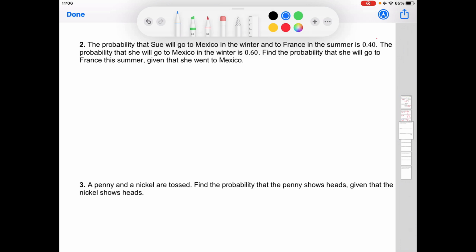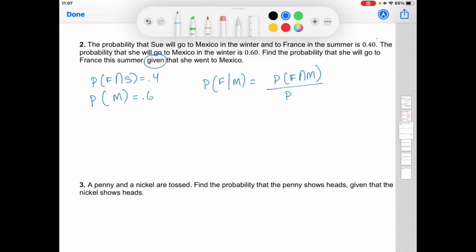The probability that Sue will go to Mexico in the winter and to France in summer is 40%. So she's traveling to France for F, and summer is 0.4. The probability that she will go to Mexico in the winter is 0.6. Find the probability that she will go to France this summer given. So there you go, given. Probability she'll go to France given she went to Mexico. So again, probability of France and Mexico over the given. The intersection over the given, probability of Mexico.